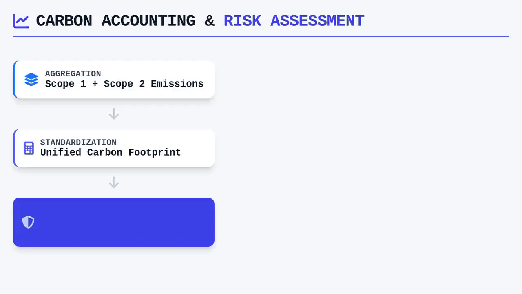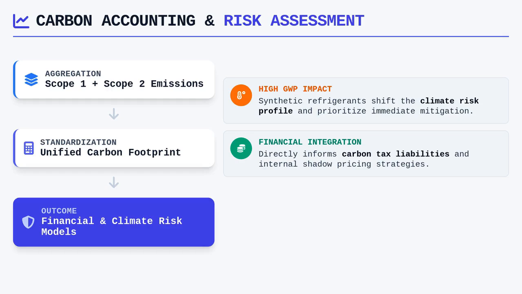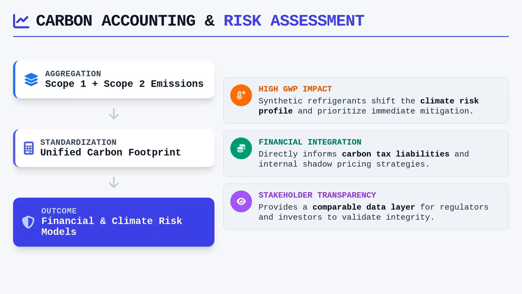If an industrial sector relies heavily on synthetic refrigerants with high GWP values, their climate risk profile shifts significantly based on the metric used to evaluate their transition path. Large-scale decarbonization strategies rely on these metrics to prioritize interventions, often focusing on high GWP gases that provide the most immediate mitigation potential. By converting diverse environmental impacts into a standardized equivalent, institutions can integrate climate impacts directly into financial models and risk management systems.